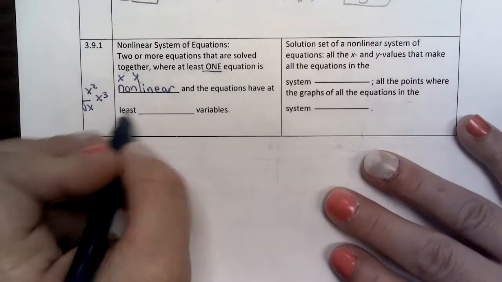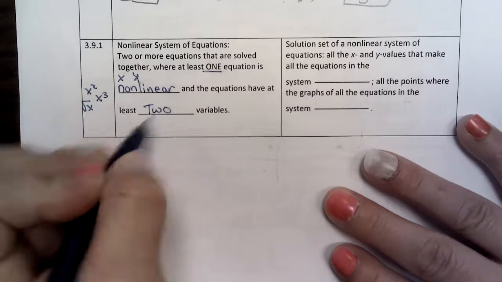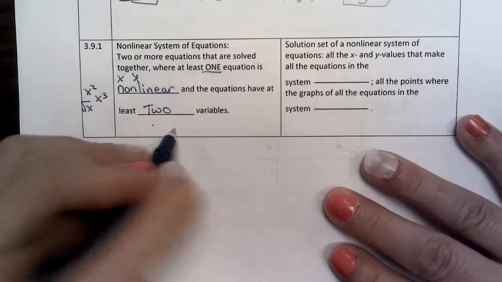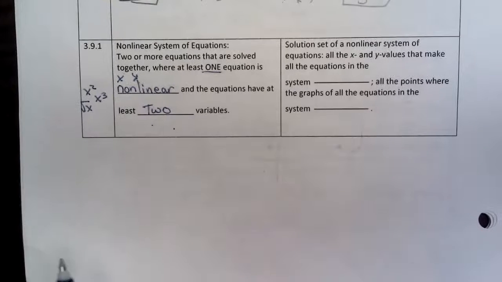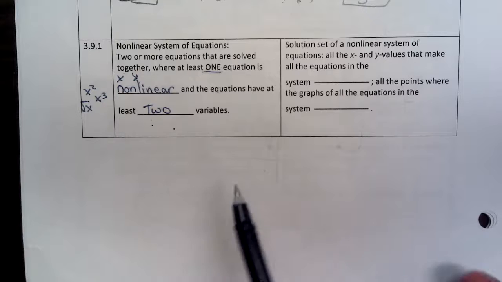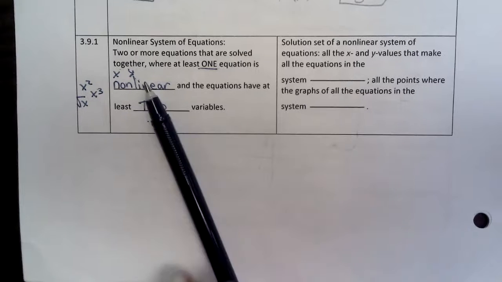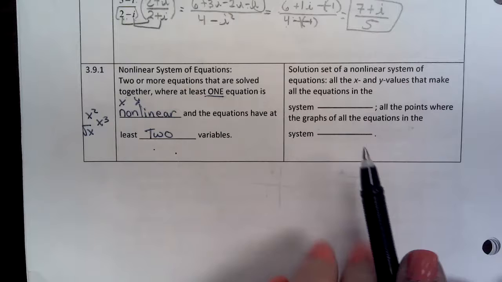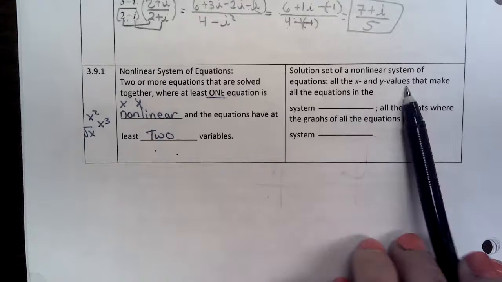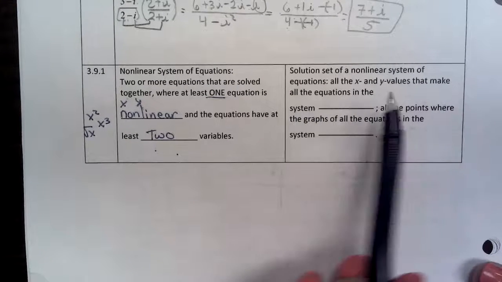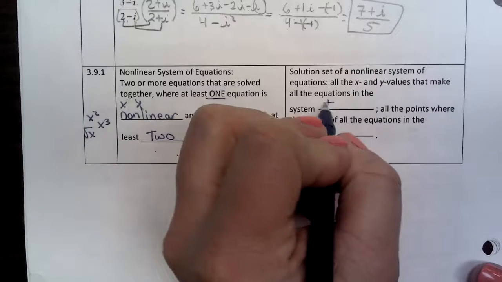And the equations have to have at least two variables, so at least an x and a y, because you have to be able to solve for both of those. Okay, so that's a nonlinear system of equations. The solution set of a nonlinear system of equations are all the x and y values that make all the equations in the system true.